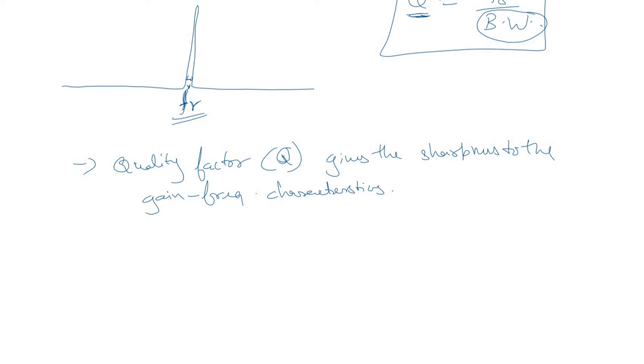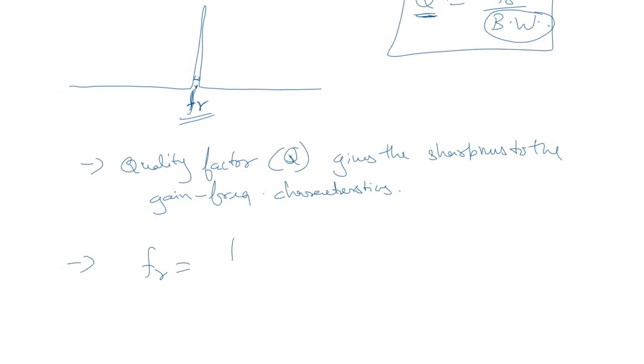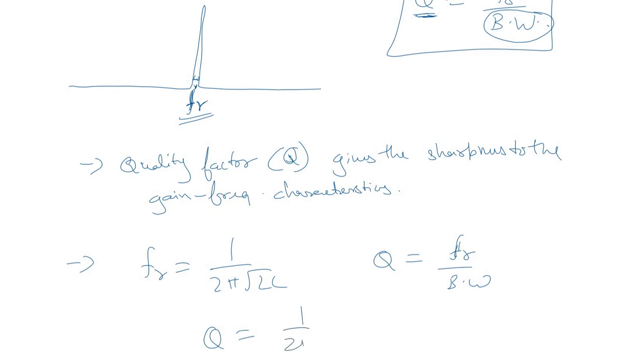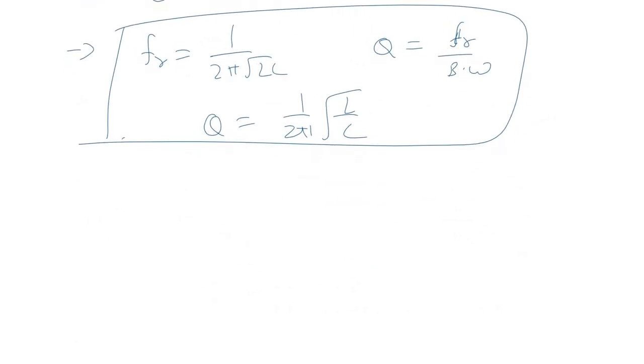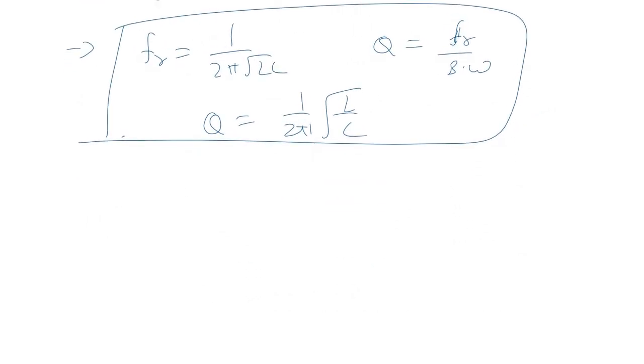Gain frequency characteristics. So we have a few mathematical relations: FR is 1/2 pi square root of LC. Q factor is your FR by bandwidth, and alternatively Q factor is equal to 1/2 pi square root of L by C.